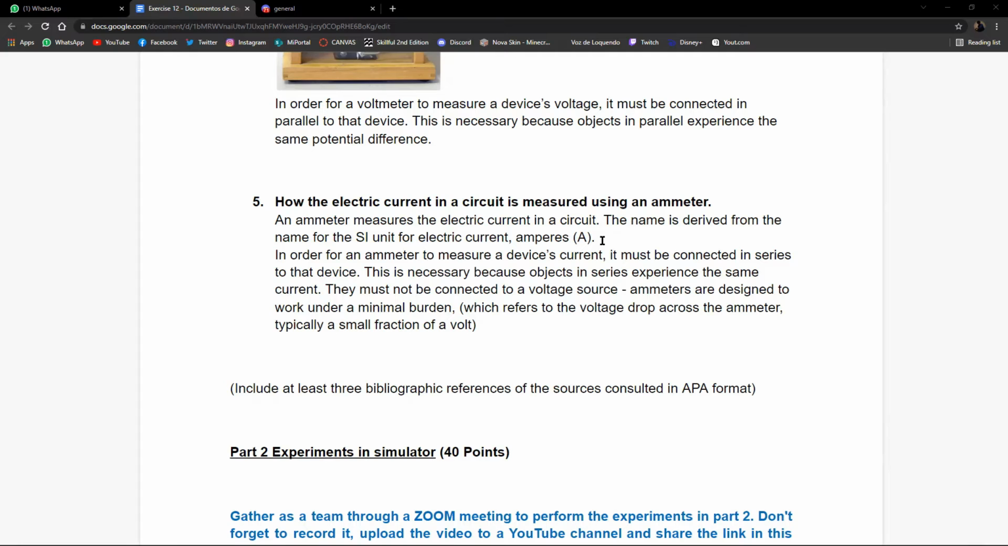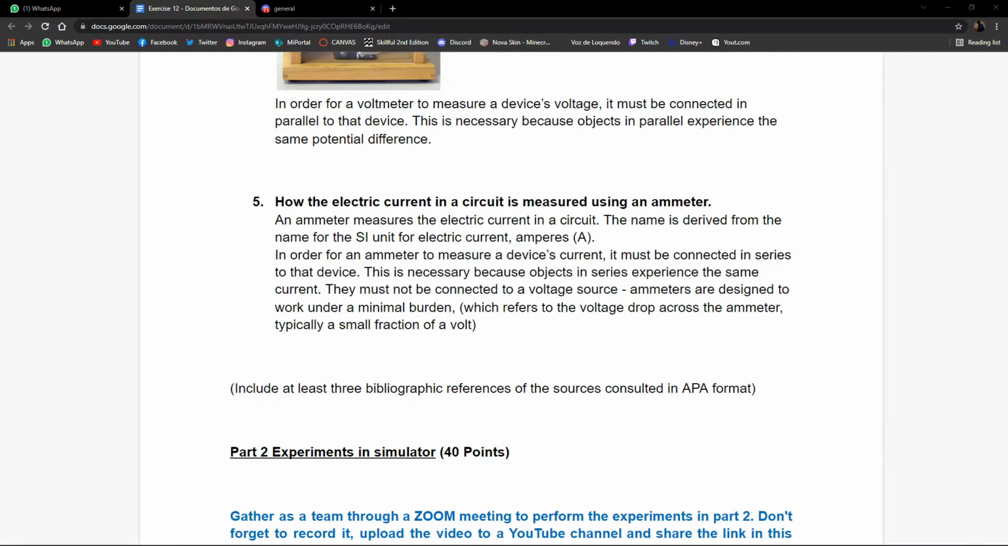In order for an ammeter to measure a device's current, it must be connected in series to the device. This is necessary because objects in series experience the same current. They must not be connected to a voltage source. Ammeters are designed to work under a minimal burden, which refers to the voltage drop across the ammeter, typically a small fraction of a volt.